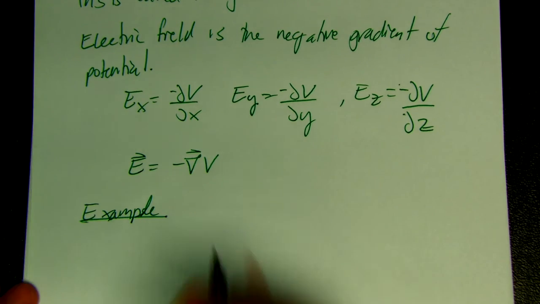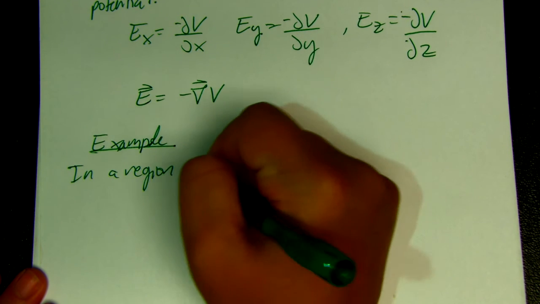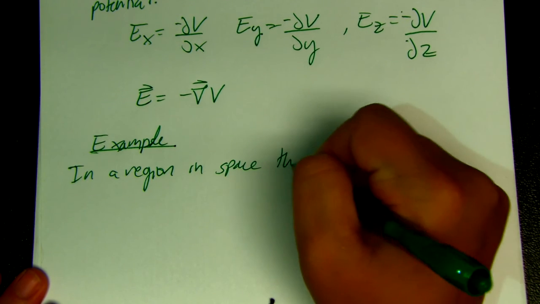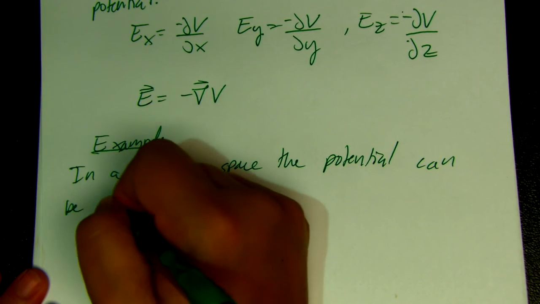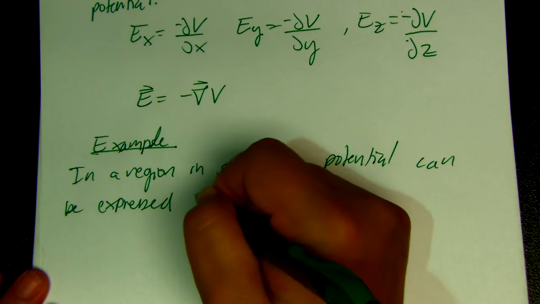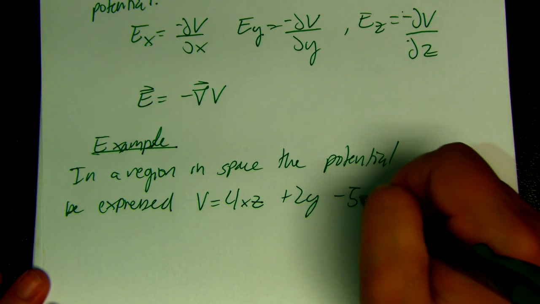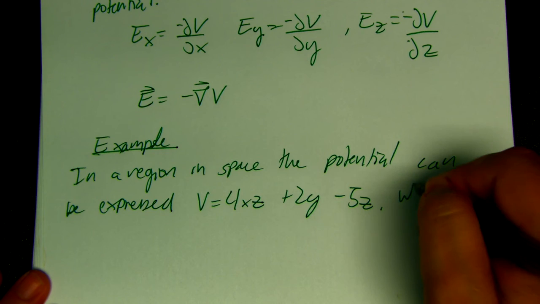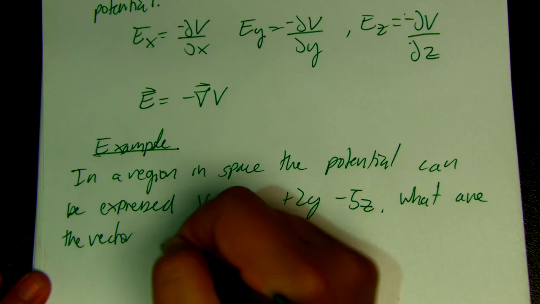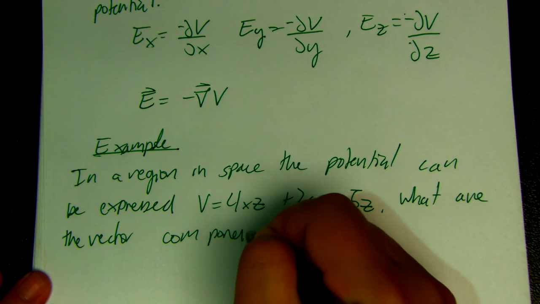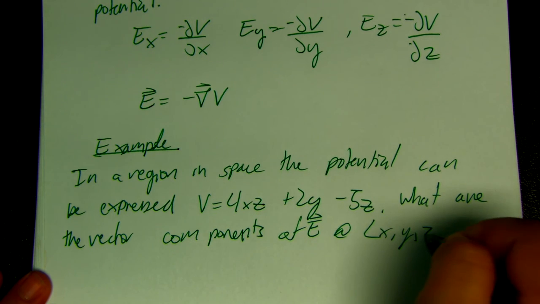All right, so let's do a quick example. In a region in space, the potential can be expressed as V equals 4xz plus 2y minus 5z. What are the vector components of E at x, y, z?